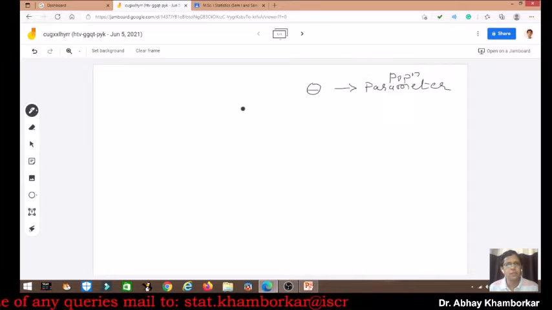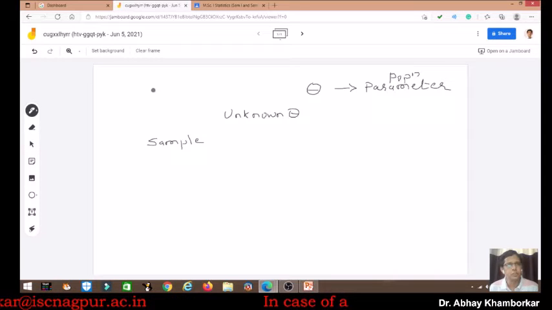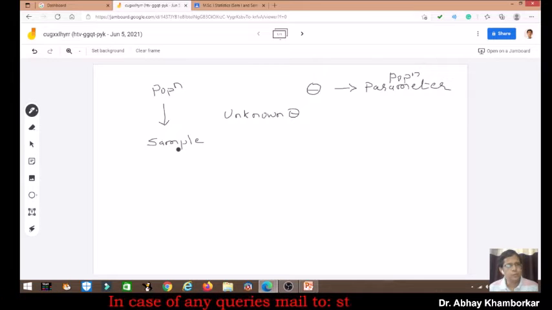Now if this theta is totally unknown, that means we have an unknown parameter. Since theta is unknown and the population is very large, we draw a random sample from the same population for which we are talking about this parameter theta. So the population parameter theta is nothing but the constant of the population.